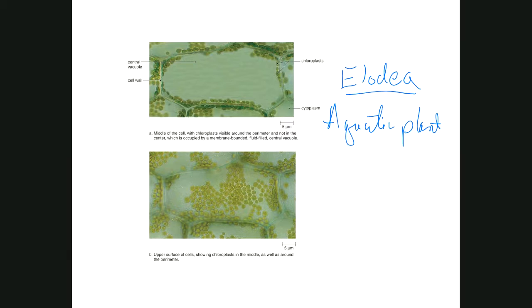You have a nice plant cell that's relatively large, and notice it's empty on the inside. Right? It's empty. And why? Why is it empty? Because it's full of the central vacuole. Right? And then you see all these little green dots around the periphery of the cells. Those would be the chloroplasts.